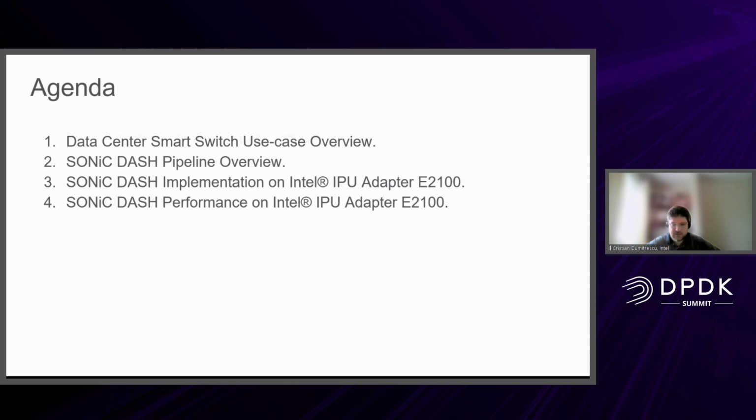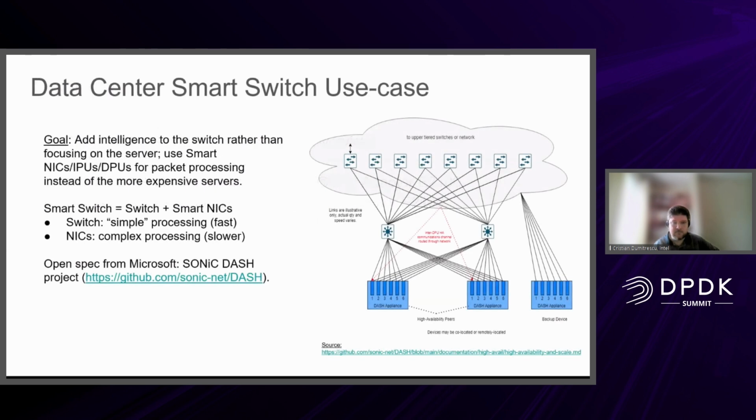IPU stands for Infrastructure Processor Unit. Essentially, it's a smart switch. It's a smart NIC. Other names in the industry are also DPU, Data Plane Unit. We use the IPU name for this part.